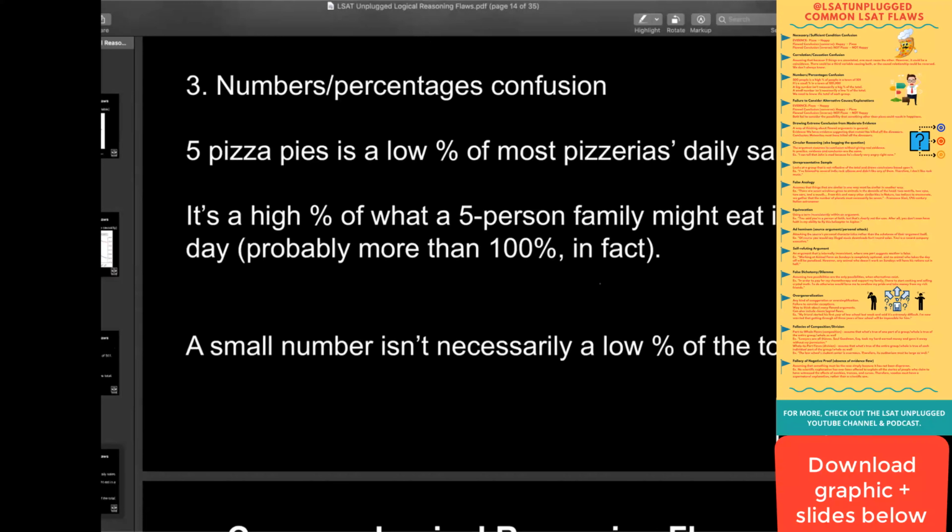Everything is context dependent. So when you see a high number or a low number in a stimulus, always think outside the box. Could a low number be a high percentage and vice versa? Lots of ways it could play out.